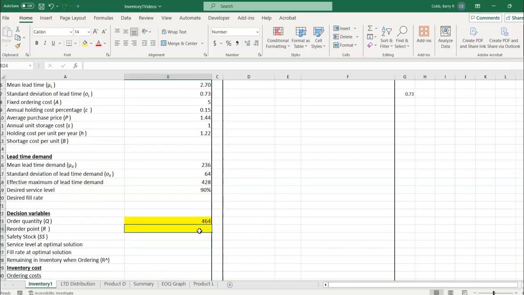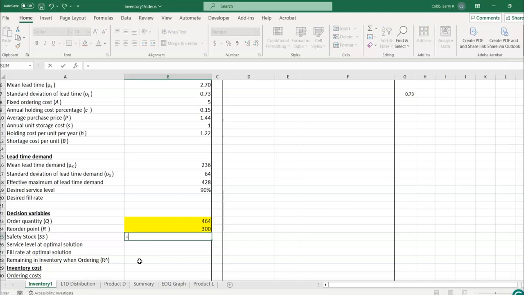The reorder point is what establishes something called the safety stock, which is extra inventory that is around in order to buffer against uncertain lead time demand. For the moment, let's just put in 300 as a starting point. We're going to let Solver change this value. And so the reorder point minus the mean lead time demand is what comprises the safety stock.